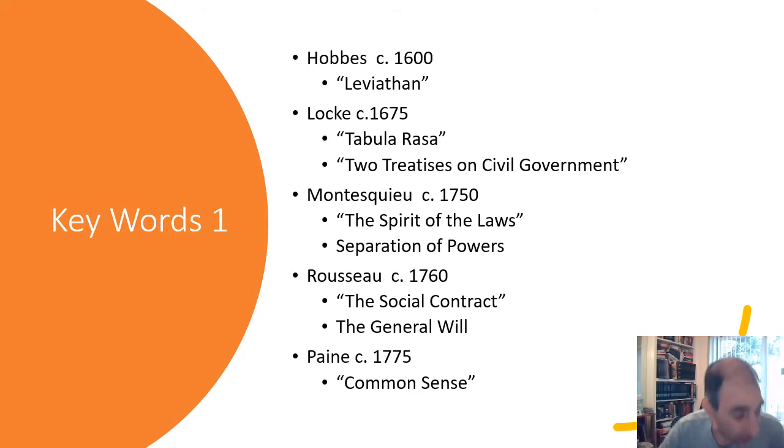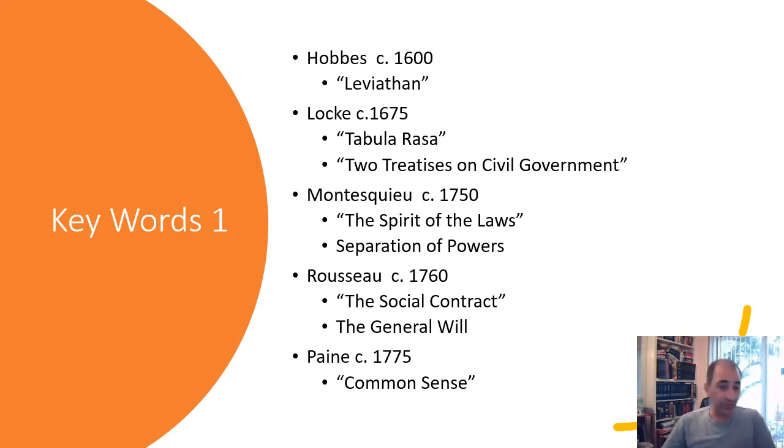There are others. I'm hoping by now you've heard of these names before. And so for each one, I gave you their name. I gave you a rough time period when they did most of their work. And then I gave you whatever they wrote, right? So Hobbes wrote Leviathan, Locke wrote Two Treatises on Civil Government, Montesquieu wrote The Spirit of the Laws, Rousseau, The Social Contract, and Paine, Common Sense.